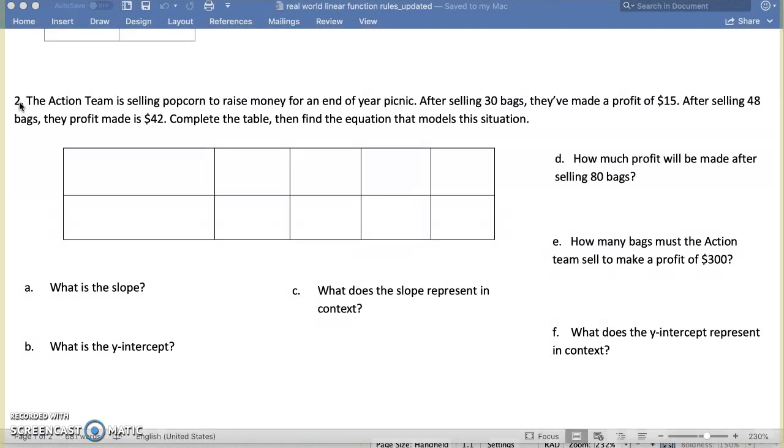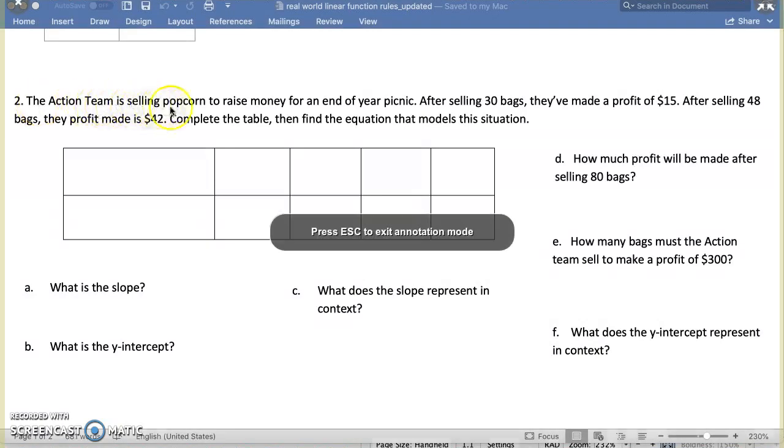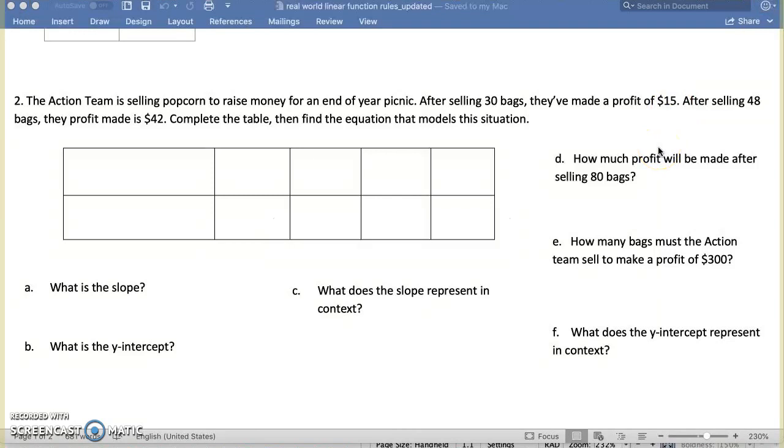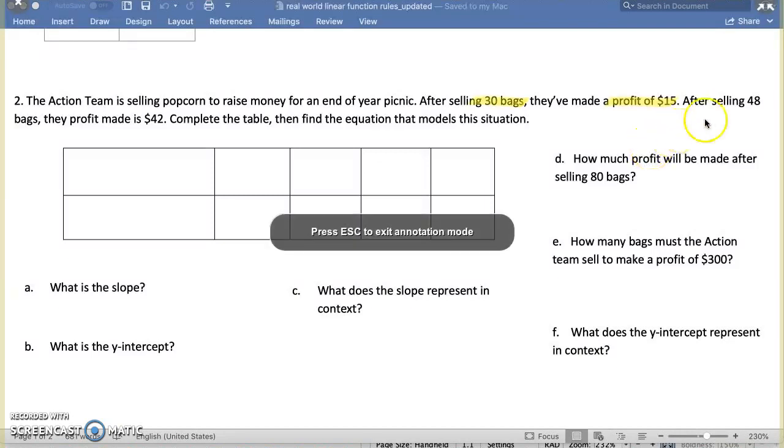The problem states the action team is selling popcorn to raise money for an end-of-year picnic. After selling 30 bags, they've made a profit of $15. So we're already given information that we can highlight, circle, or underline. They sold 30 bags and they've made a profit of $15.